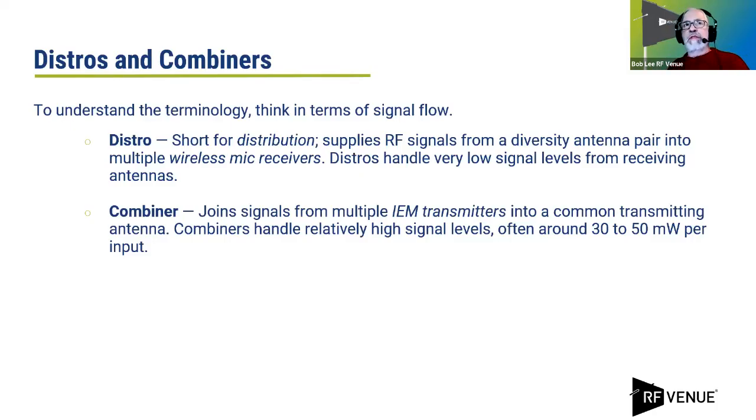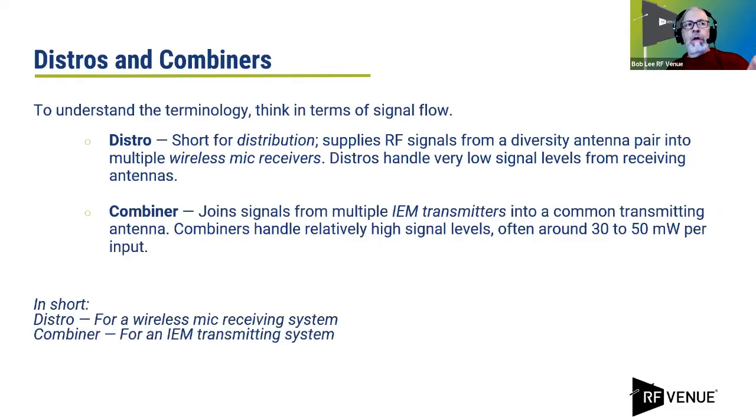Think of them in terms of signal flow. The distro takes signals and then distributes them out, feeds multiple receivers. A combiner takes signals from a bunch of transmitters and joins them together to send to a single transmitting antenna. So, in short, distros are for wireless mics, combiners are for in-ear monitors.